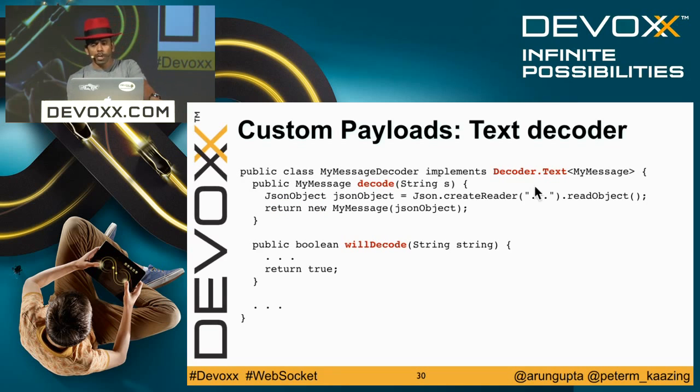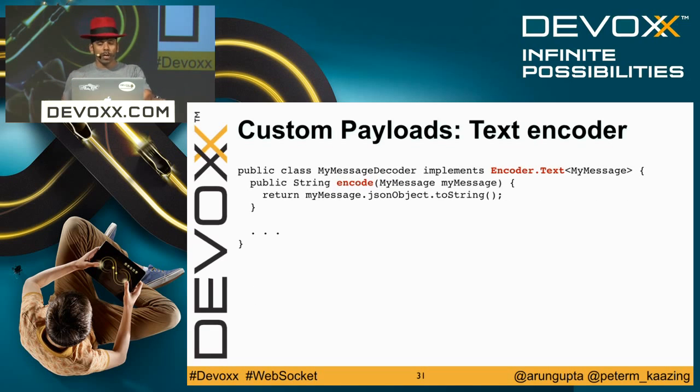So my message decoder says Decoder.Text, and it works on a type MyMessage. It takes a string and decodes it to MyMessage. This is one method that you need to implement. There is another method called willDecode, because potentially in your server endpoint you could have multiple decoders. Only one of them needs to claim that it can decode the message, others need to return false. So the intended thought process is you peek into the message, you figure out whether you can decode or not, and then you return true or false accordingly.